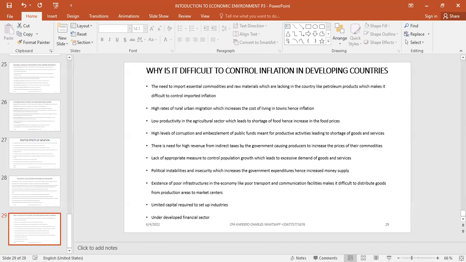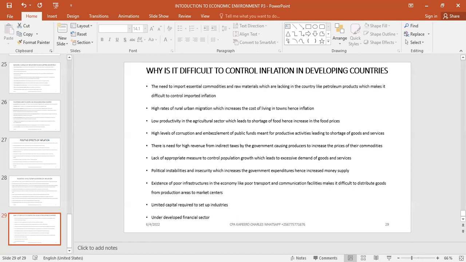The other one, we can talk about low productivity in the agriculture sector. Because most of these farmers use traditional means of farming, and when that happens, it means they are going to be producing less. When they produce less, we expect that the prices for the agricultural products or for the food products are going to increase, and when they increase, that results in inflation.